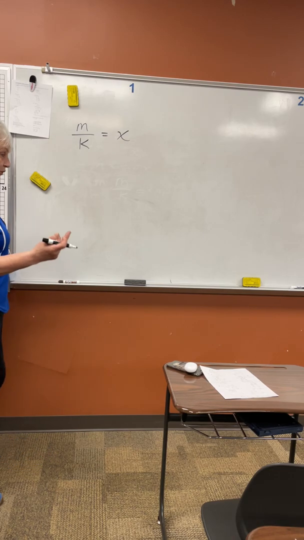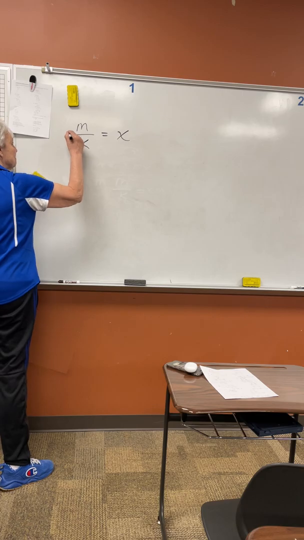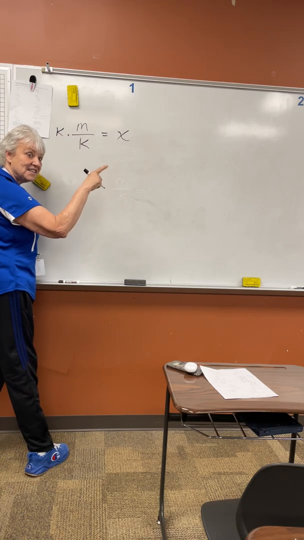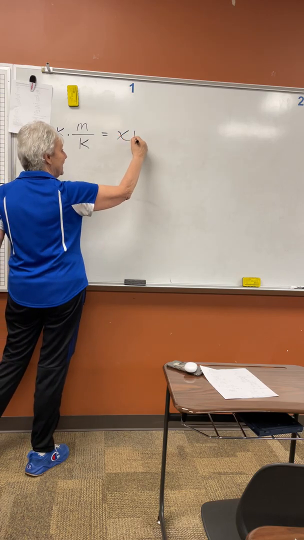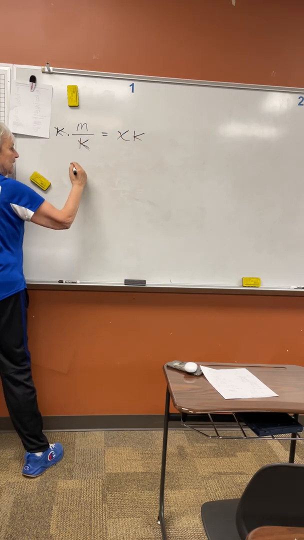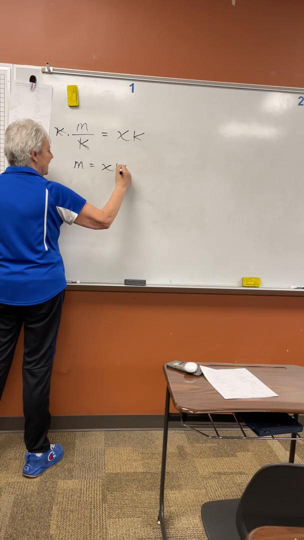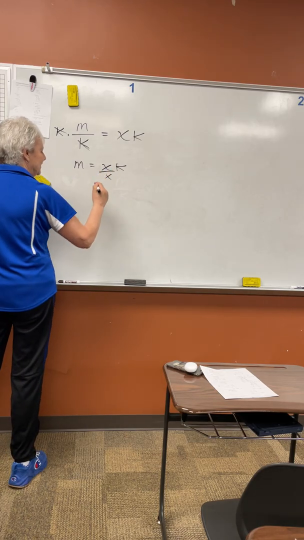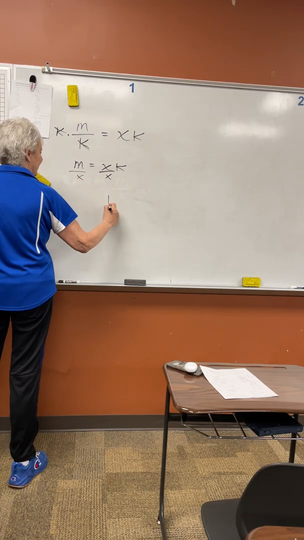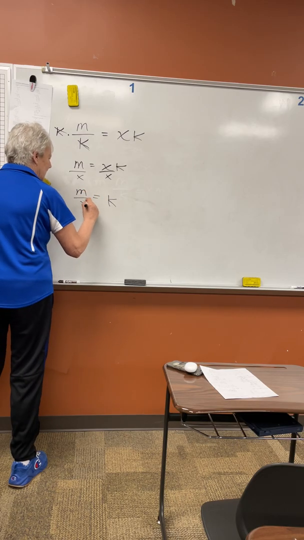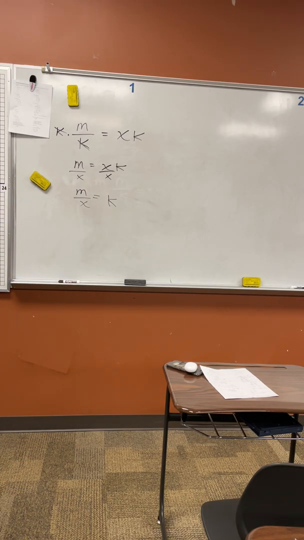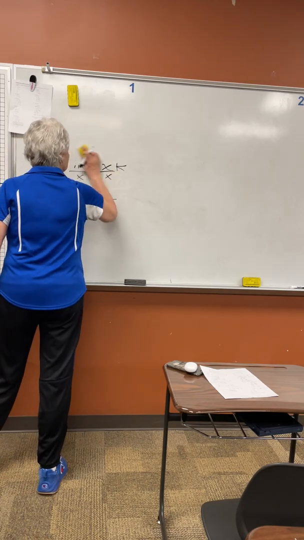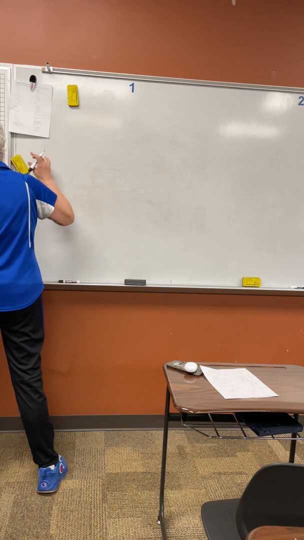Let's try multiplying by K. Multiply by K to make it an easy problem. M equals XK. Now what? Divide by X. Very good. K equals M over X. We were solving for K. I heard M. I think I put an M and K.